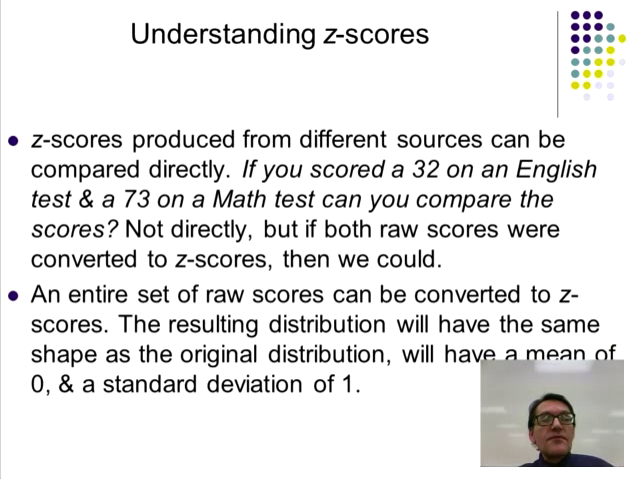Z-scores produced from different sources can be compared directly. If you scored a 32 on an English test and a 73 on a math test, you just can't compare them. But if you put them together as z-scores, you can.